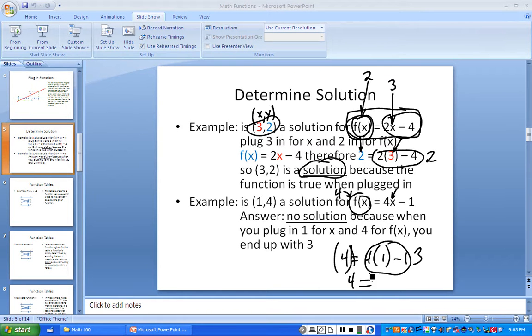4 does not equal 3. Alright, so when I plugged in my 1 and I plugged in my 4, I got an equation that does not equal out. So therefore, this point, 1, 4, is not a solution for this function. Okay? Again, I think this is pretty straightforward. Okay? Moving on.